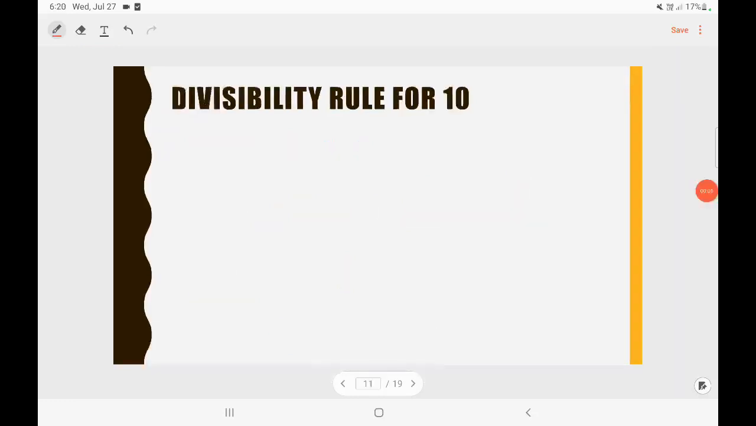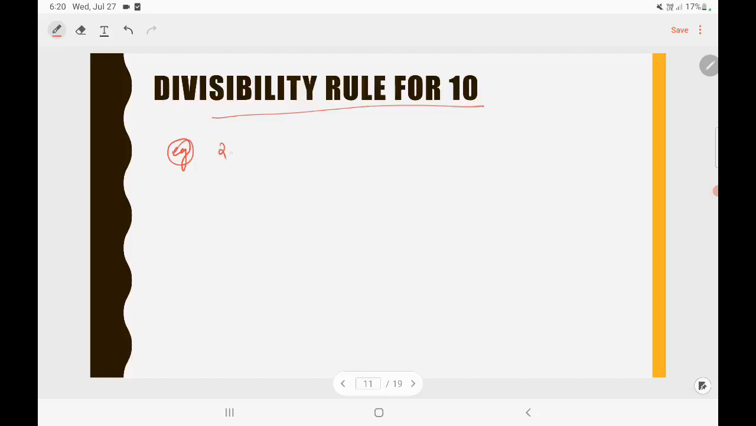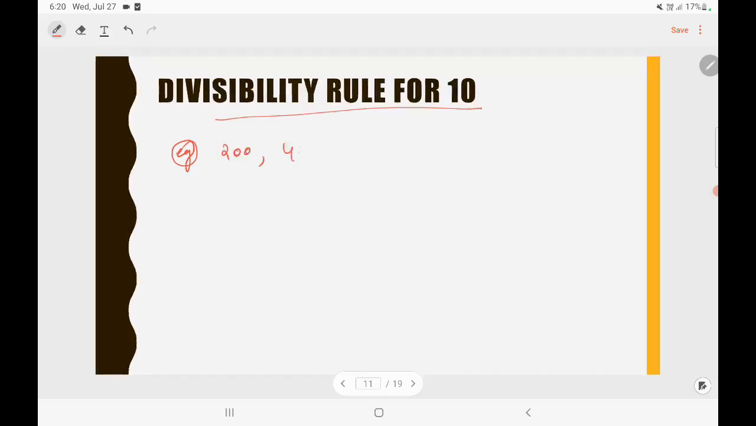Now let's move on to the divisibility rule for 10. The divisibility rule for 10 is actually very easy. If the last digit of a number is 0, then that number is divisible by 10. For example, if you have numbers like 200, 420, 3960, all these numbers are divisible by 10 because their last digit is 0.